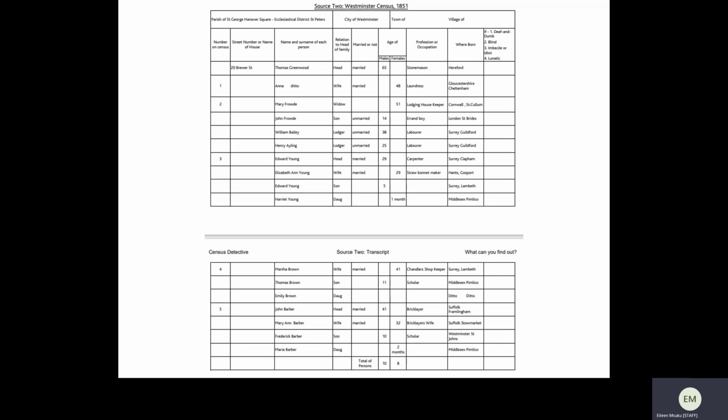Okay, I'm going to move the slide on because here is exactly the same information taken from 1851, but somebody's just typed it up so that it's a little bit easier to read. And in your work pack as well, you have that information so that you can see it really clearly too. So if you want to pause the video here, you can have a little look.